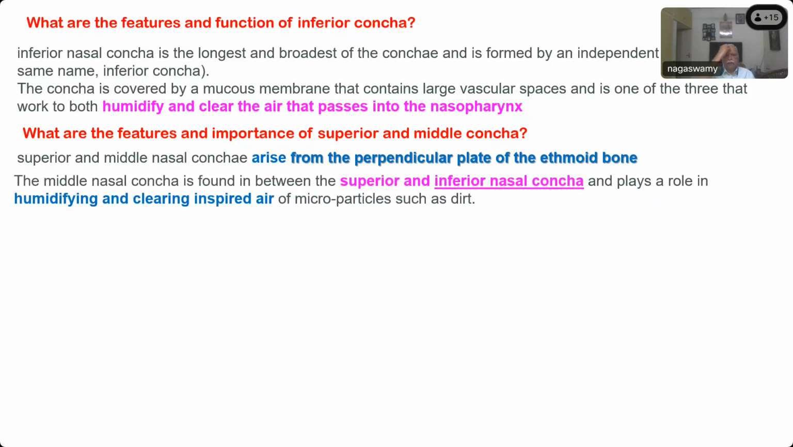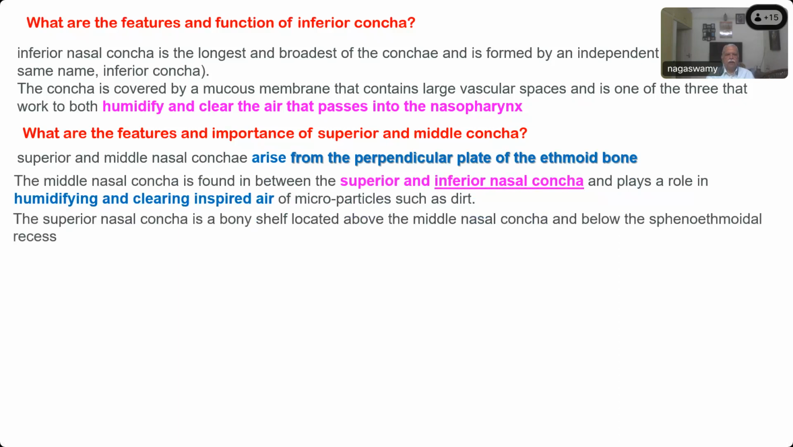The middle nasal concha is found between the superior and inferior nasal concha and plays a role in humidifying and cleaning, as the inferior concha does. And the superior nasal concha is a bony shelf located above the middle nasal concha but below the sphenoethmoidal recess.